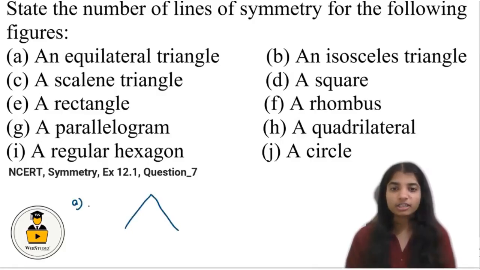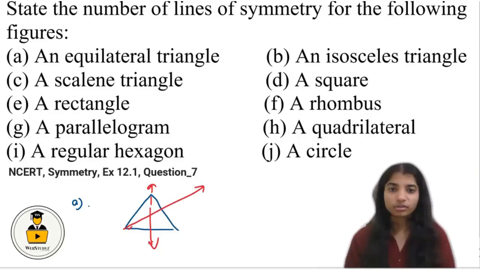We know that an equilateral triangle is a triangle whose all three sides are equal. If all three sides are equal, then this median is also an axis of symmetry. Now all the sides are equal, so if we draw a line perpendicular to this, it is also an axis of symmetry, and from here this is also an axis of symmetry. So we can say that an equilateral triangle has three axes of symmetry.